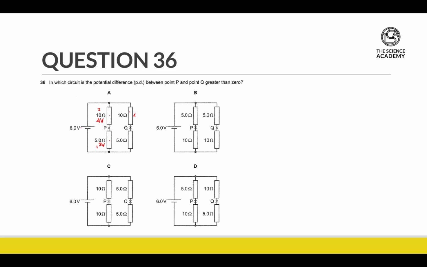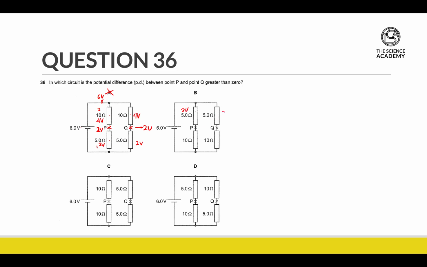And same thing, because it's identical, 4 volts here and 2 volts here. Now if we take a look at the potential at P and Q, if we have 6 volts to start off with, we use up 4, which means at P we have 2 volts. At Q, we also have 2 volts. The potential difference is therefore 2 minus 2, which is 0. So this is out.